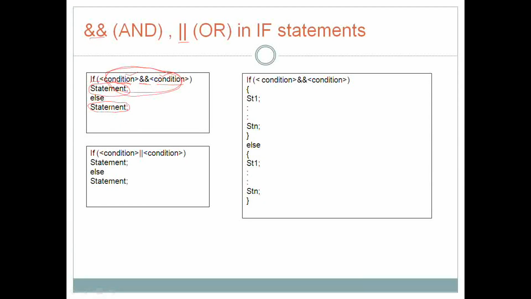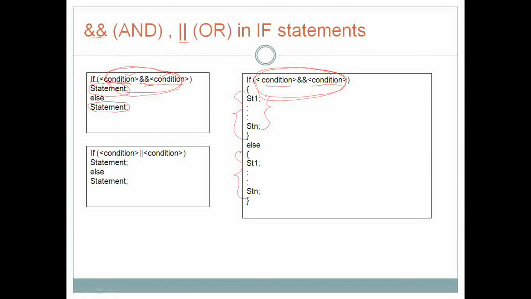But this is only one statement. In order to execute multiple statements, we use a block. Now this is a block of statements. More than one statement is always included within the block. If this condition is true and this condition is also true, this complete expression returns true, then it executes the statements followed by if. If any one condition is false, this complete expression returns false, then it executes the statements followed by the else. Now that is about the AND operator.